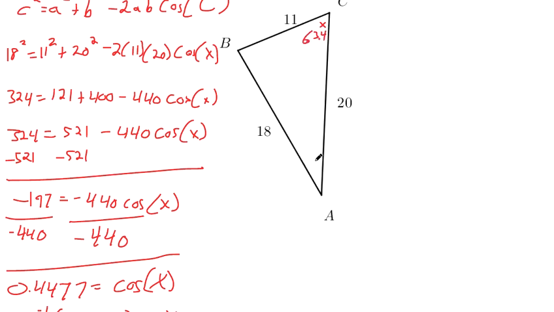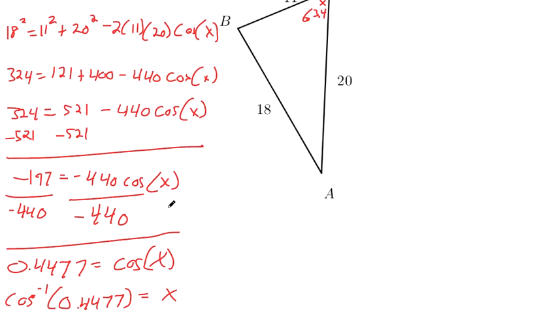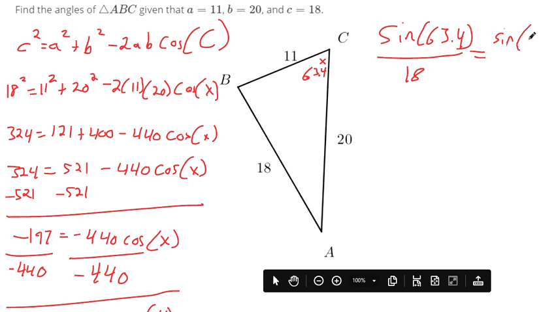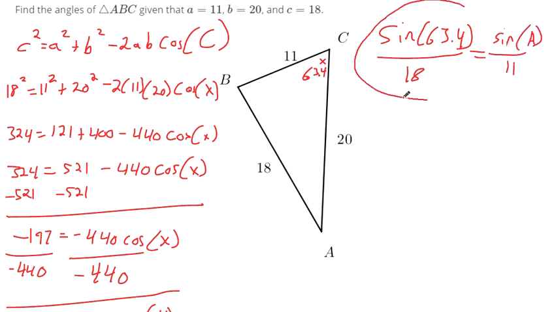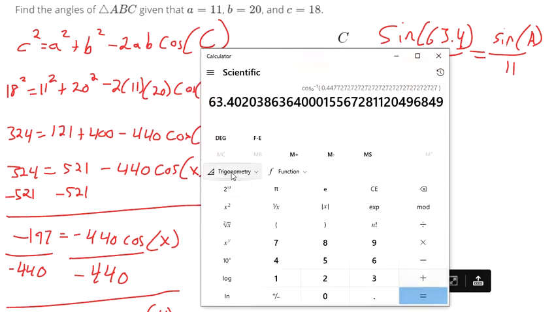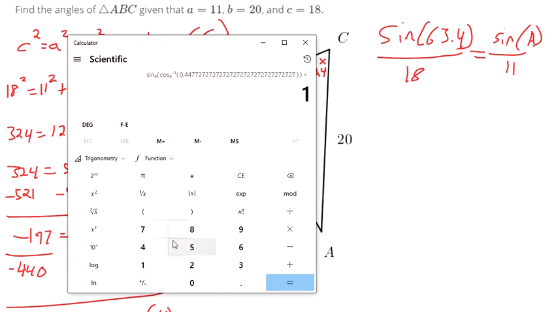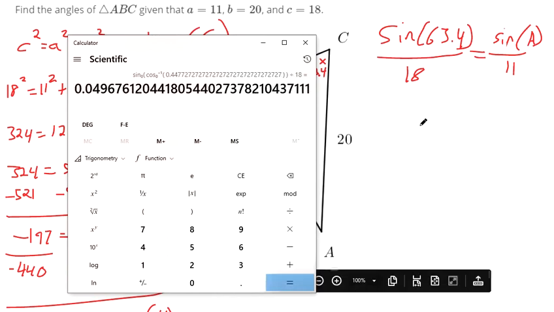And you might say, man, do I have to do all that again? You could, or you could use the much easier law of sines to finish this one out, because we have a complete pair. Sine of 63.4 divided by its corresponding side equals sine of, let's go for angle A, divided by its corresponding side. So let's simplify this in our calculator. Divide that by 18. That's 0.04967.